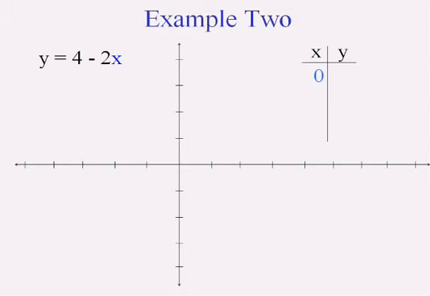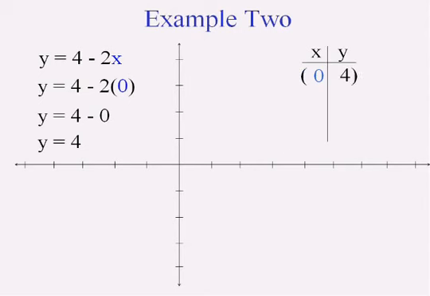Put in various numbers for x. Let's put in the 3 easiest I know. 0. 4 minus 2 times 0 is 4 minus 0, or 4. And I have the pair 0, 4. Go over 0 and up 4.